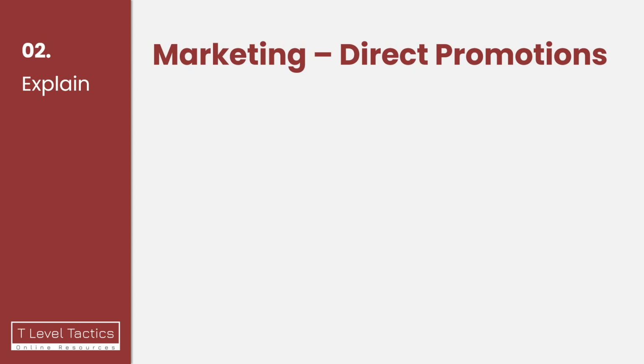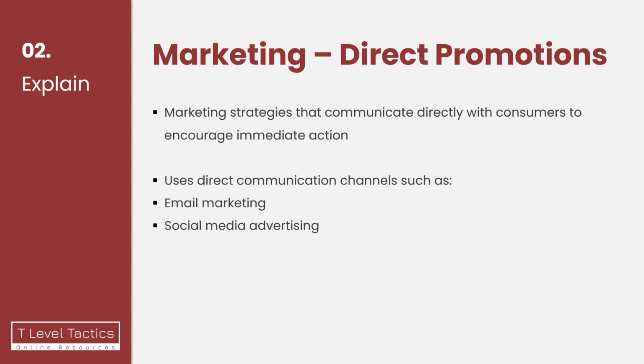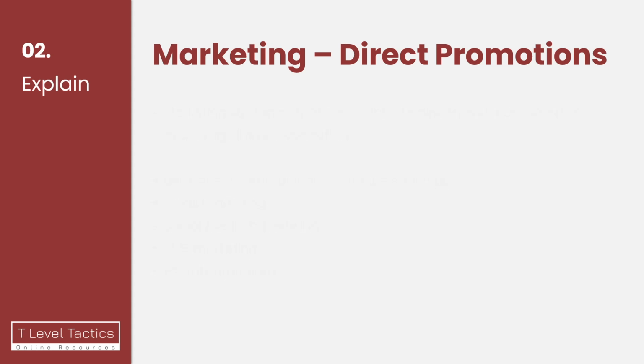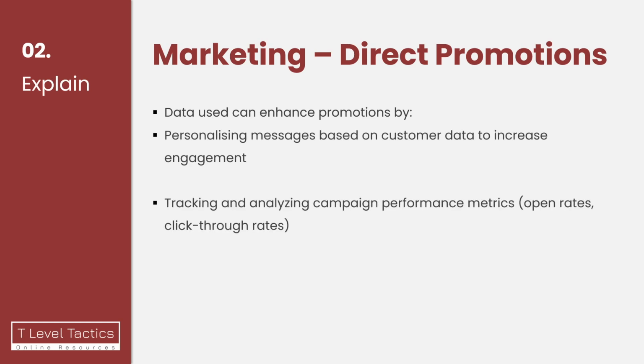We can also use our data to use direct promotions, which is communicating directly with consumers to encourage immediate action from them, using direct communication channels such as email marketing, social media advertising, SMS marketing, and postal campaigns as well. Data could be used to enhance these direct promotions by personalizing messages based on customer data to increase engagement, or by tracking and analyzing campaign performance metrics such as open rates, how many people have opened the email or the message, and also click-through rates, how many people have clicked through to purchase an item or visit a page.